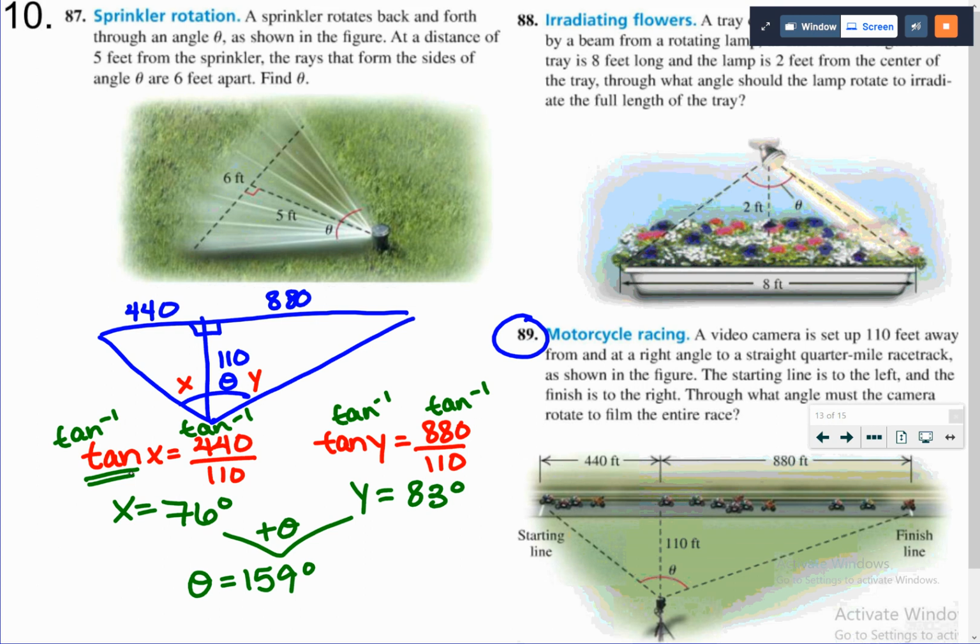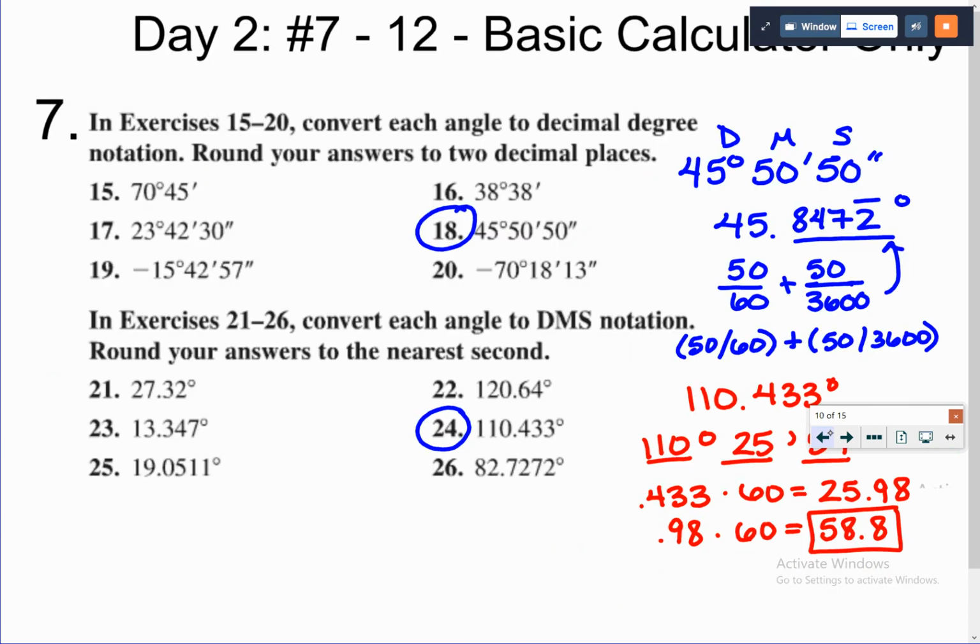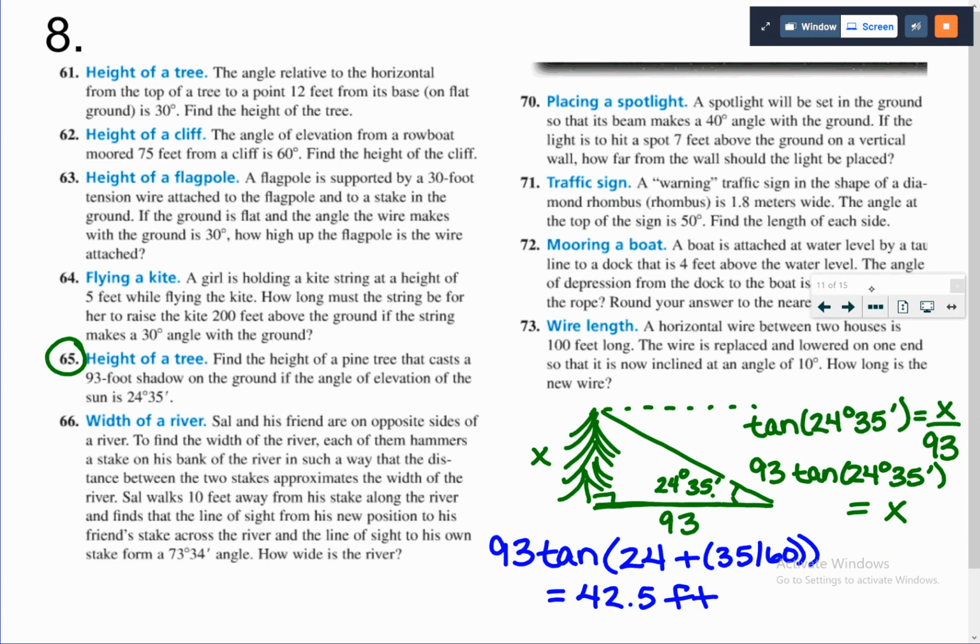So the only way to cancel out a tangent or a cosine or a sine, whatever function you're using, is to use its inverse function. We didn't have to do that in the last word problem because I wasn't solving for what was next to the tangent. I was solving for what's on the other side.